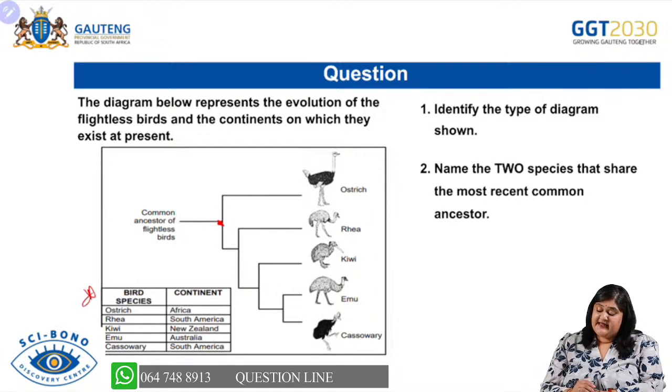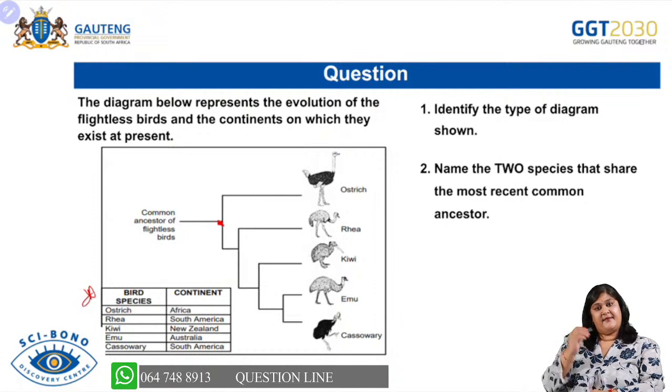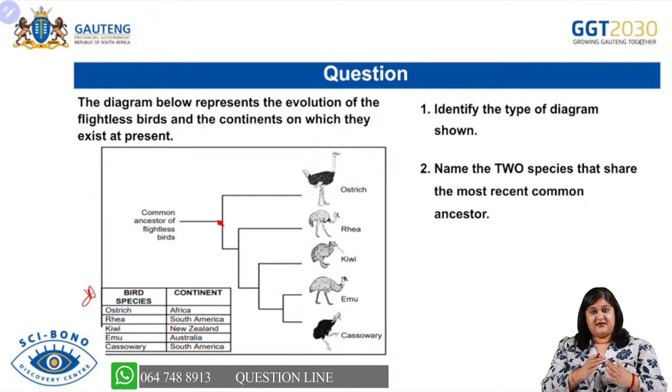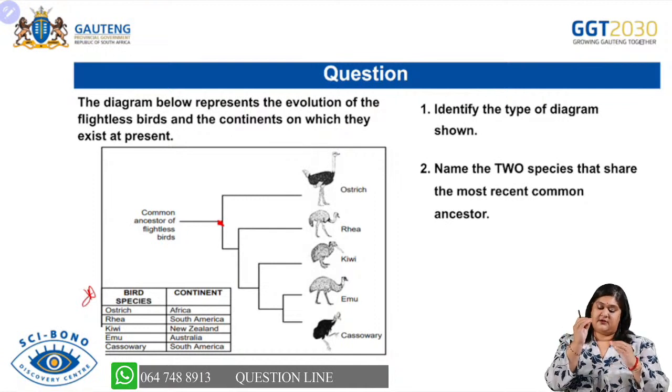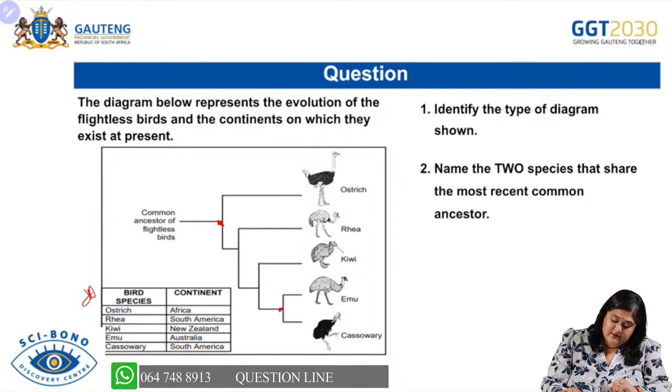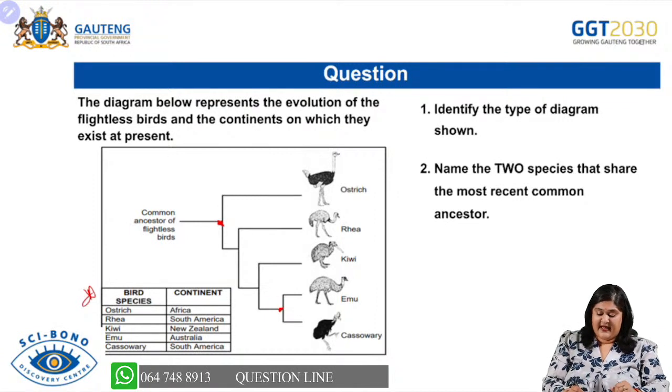Number 2, name the 2 species that share the most recent common ancestor. Remember I told you, most recent common ancestor? You look at the point where they have the most recent branching off. And for this one, it's at this point, therefore it's the emu and the cassowary.